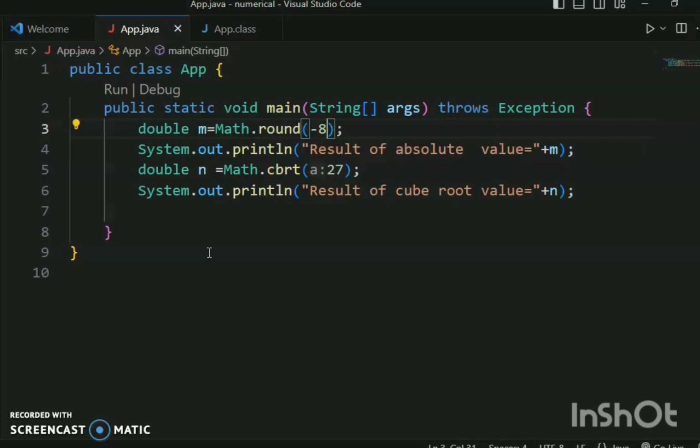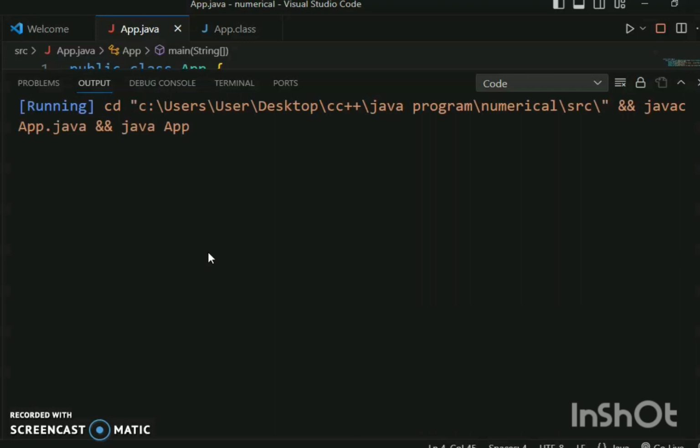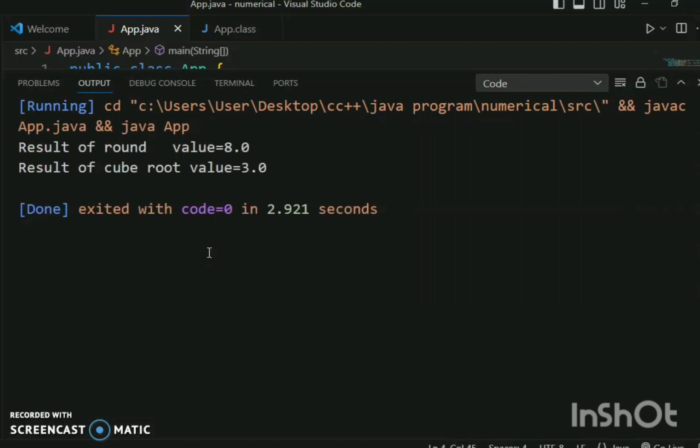Maybe I change this value to 8.49. So the result of round value is printed. The fractional part is 0.49, so it rounds down. Let's check what we get. So this is the round value, 8.0.